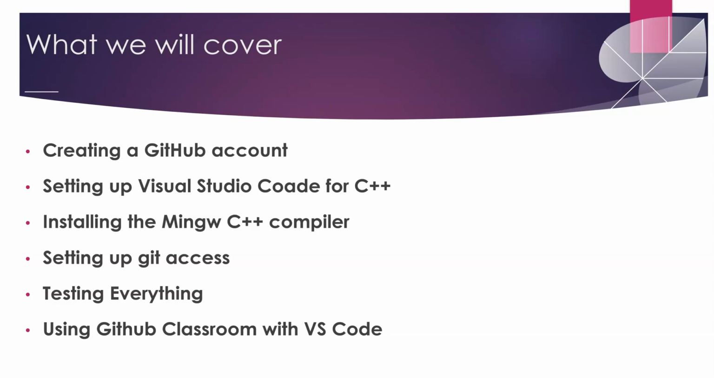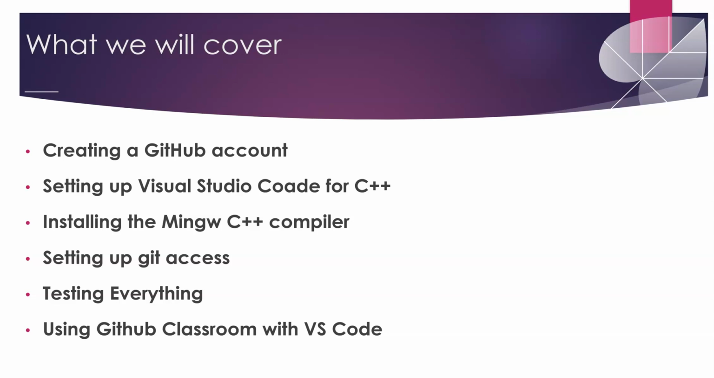First, we're going to set up a GitHub account. You're going to need a GitHub account in order to be able to hand in your assignments, first of all. Then we'll set up Visual Studio Code for C++, apparently I can't spell today. And then we're going to install the MinGW C++ compiler for Windows. If you're going to do this on a Mac, the process will be slightly different.